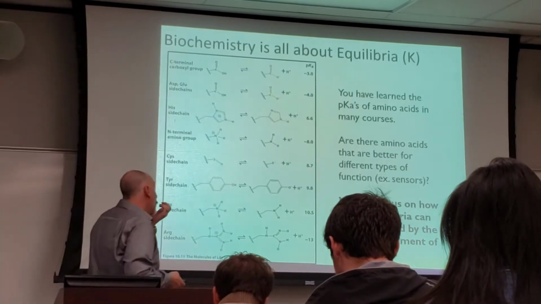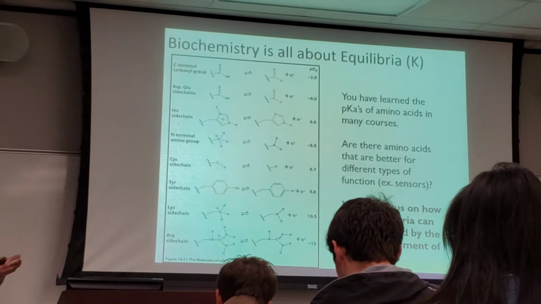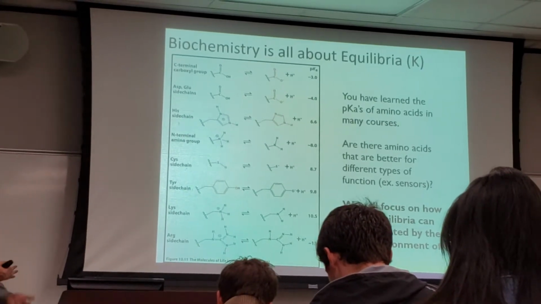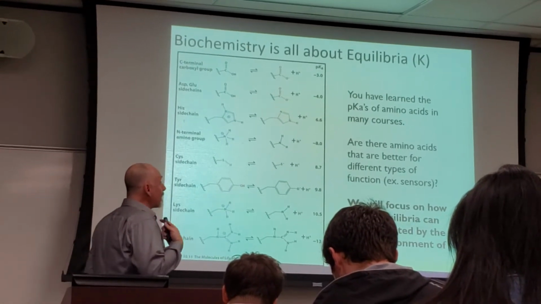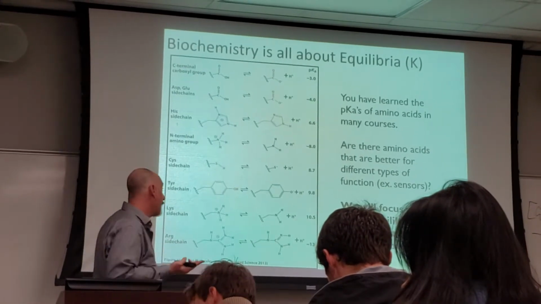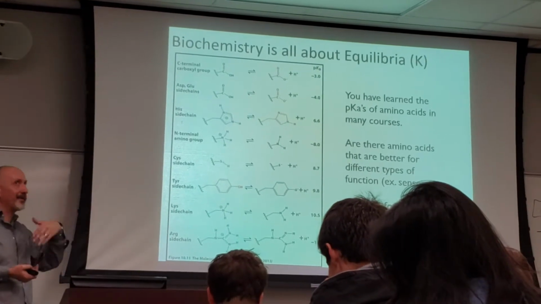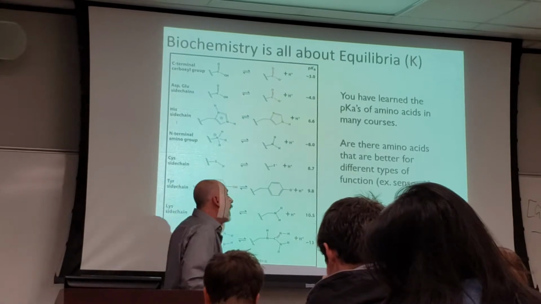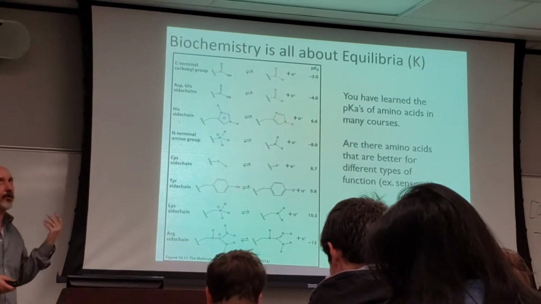So what we're going to see is, yeah, the standard table is awesome, but things vary. Things vary in the environment, things vary depending on what's around. There are amino acids that are better for different types of functions. Sensors, if I want to protonate and deprotonate, something near neutral is good. If I'm always protonated or always deprotonated, there's not much I can modulate. But they're still useful. So what we want to do is focus on how equilibria can be modulated by local environment.